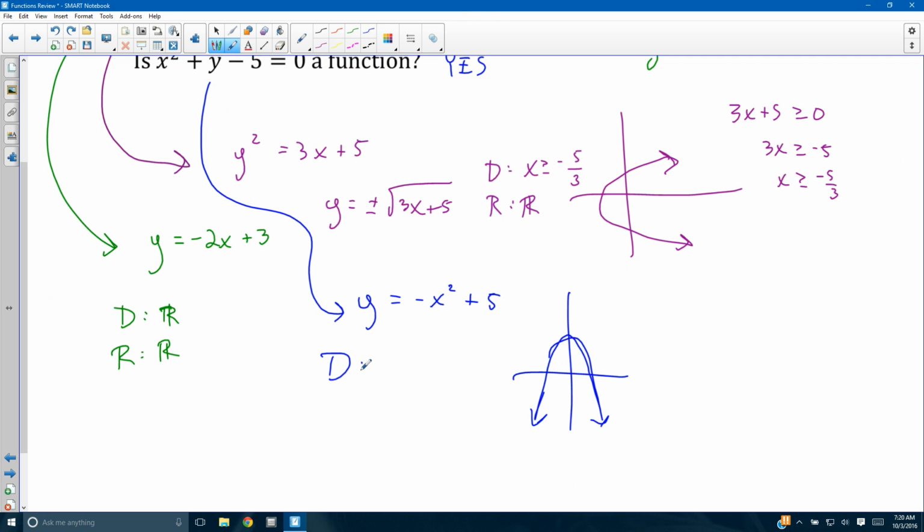Once again, you could put in anything there. There's no issues there. Range, you can kind of see where there are issues. Once you find your vertex, you've peaked, you've topped out. And this top one, like I said, the vertex is at 0, comma, in this case 5. So anything less than or equal to 5 would be the range there for the y values.